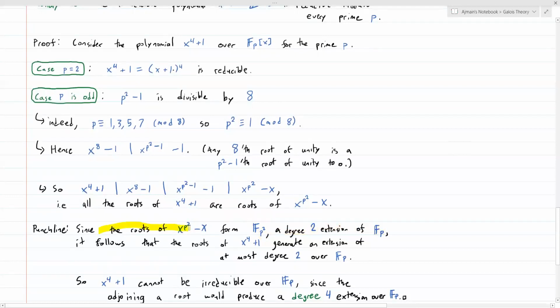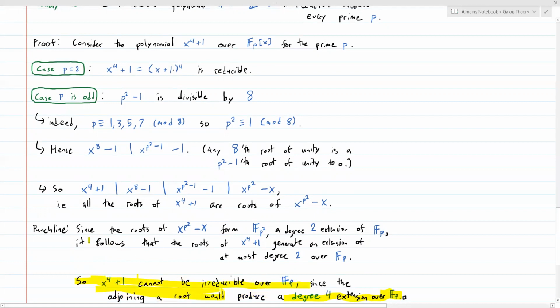Since the roots of x to the p squared minus x form this finite field, which has degree 2 over the base field F_p, it follows that all of the roots of x to the 4th plus 1 generate an extension of degree at most 2 over F_p. We showed that all of the roots of x to the 4th plus 1 are roots of this guy, which is the separable polynomial whose splitting field gives you the finite field of order p squared. So x to the 4th plus 1 cannot be irreducible over F_p, since adjoining a root would produce a degree 4 extension over F_p. So this is a contradiction.